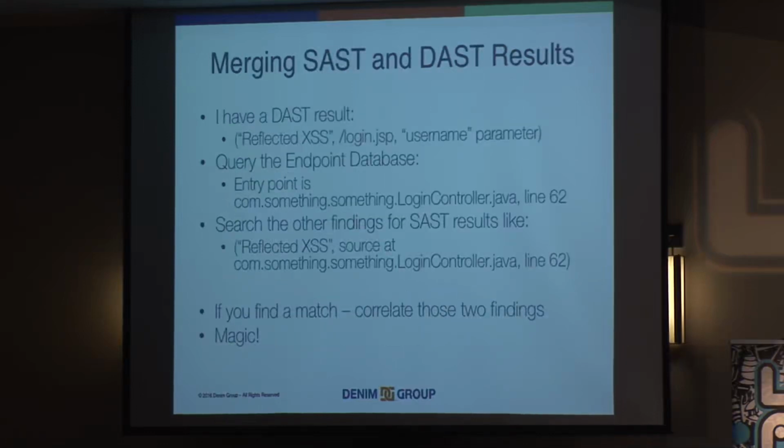So to merge static and dynamic results, you basically say, well, I've got a dynamic result. I've got a reflected cross-site scripting at the URL login.jsp for the username parameter. I can query that database, and it says, well, this is a Java Spring application. This is at com.whatever.whatever.logincontroller.java line 62. Then if I go and look at my static results, and I have a reflected cross-site scripting vulnerability that enters that application in logincontroller.java line 62, I can say, I believe this is a match. I believe I have two pieces of evidence about one vulnerability, one static piece, one dynamic piece, as opposed to treating that as two different vulnerabilities. Magic.